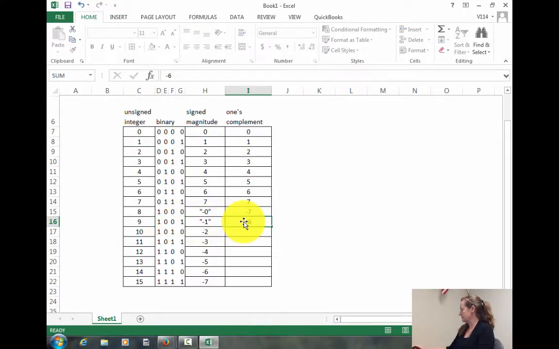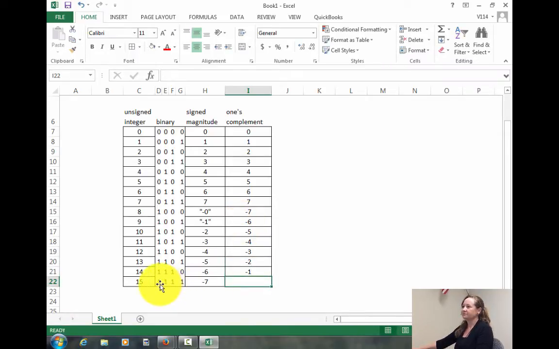Guess what this guy is? Negative 5, negative 4, negative 3, negative 2, negative 1. And if we change all the 1s to 0s, what number does this represent? Yeah, negative 0.